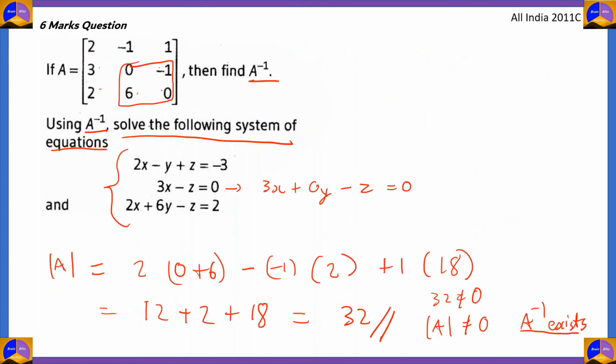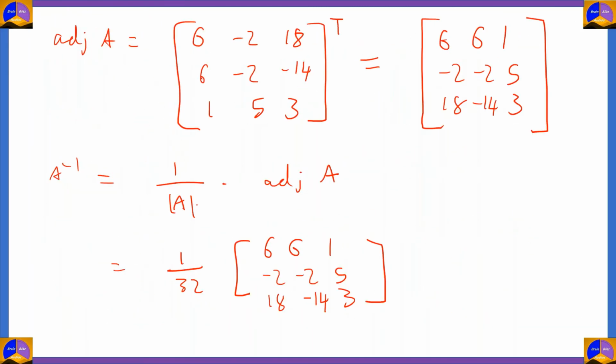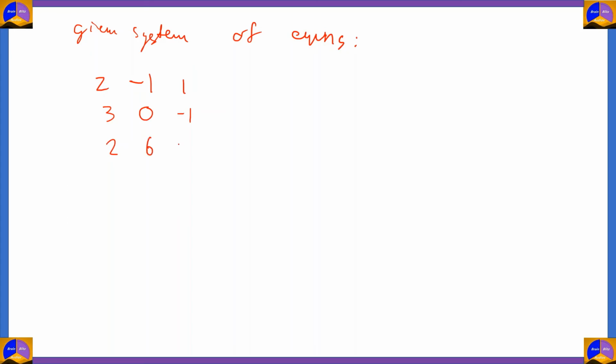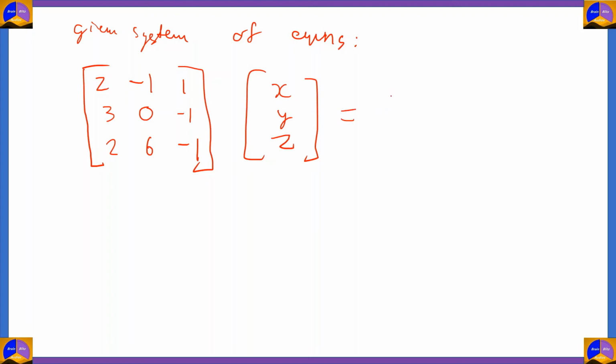Now for the given system of equations, the matrices that we get is 2, minus 1, 1, because it's 2x minus y plus z. And then it's 3x plus 0y minus z. And then 2x plus 6y minus z. So these are the coefficients. Now x, y, z, that will be equal to the products minus 3, 0, and 2.